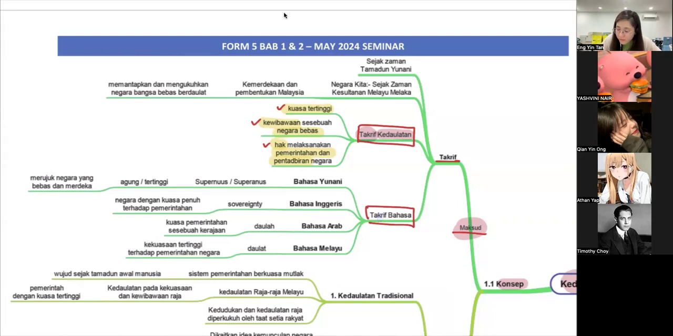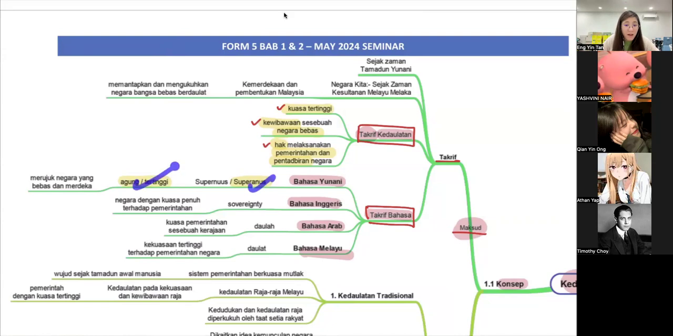Okay, now number 2 here, ta'rif. Ta'rif is the meaning. Ta'rif bahasa means you need to base it on the language. Tengok. If in your exam, they mention bahasa Yunani, English, and Arab and Melayu, explain the word ta'rif kedaulatan in these languages, then you need to know all these answers. You need to give me Yunani. I will go for super anus, right? Super anus, very powerful. So agung, tertinggi. Super anus bermaksud agung atau tertinggi. 1 mark.